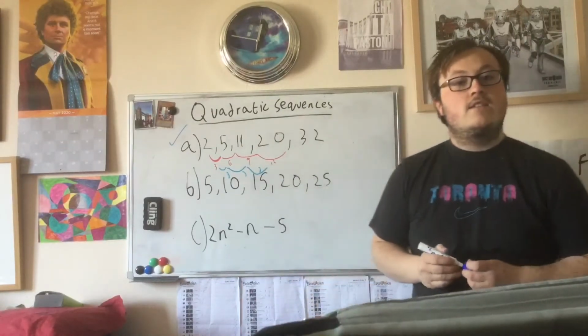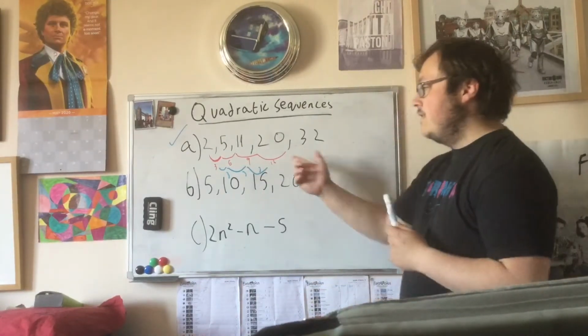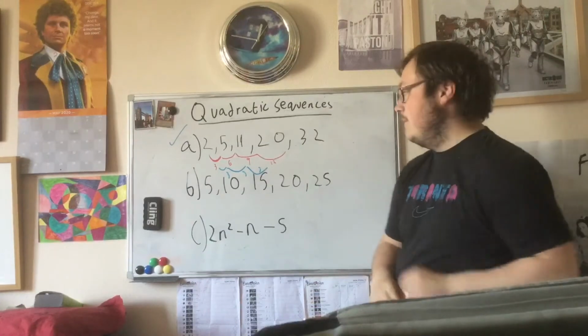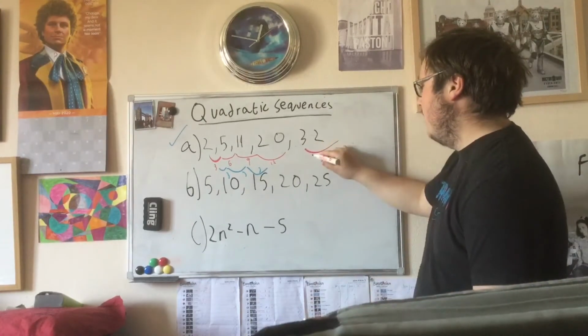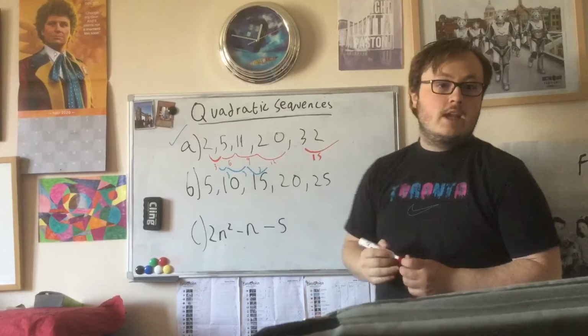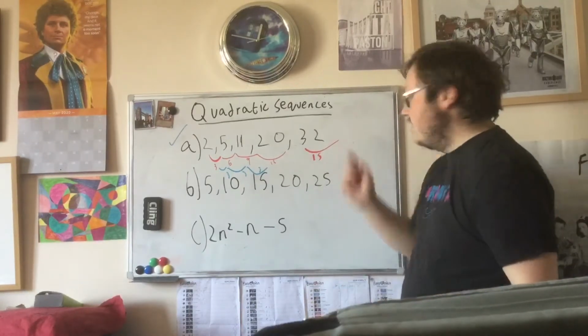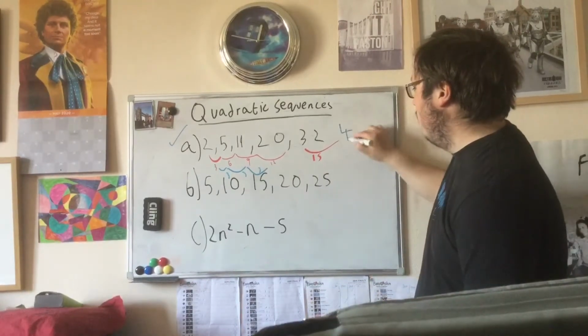So how do we find the next term of it? Well, if the differences are going up by 3 every time, then for the next one, there'll be a difference of 15, because 12 and 3 gets us 15. So the 6th term of this sequence is 47.